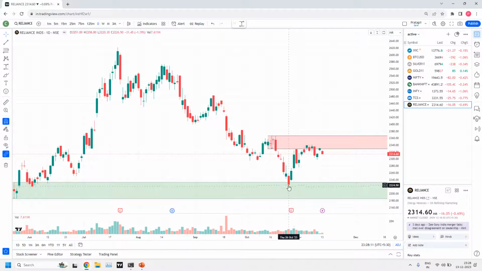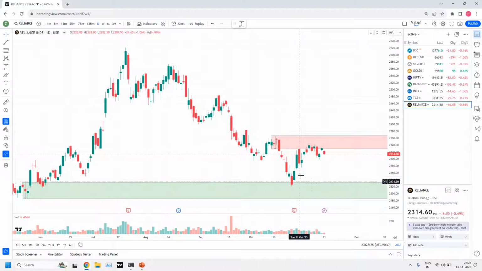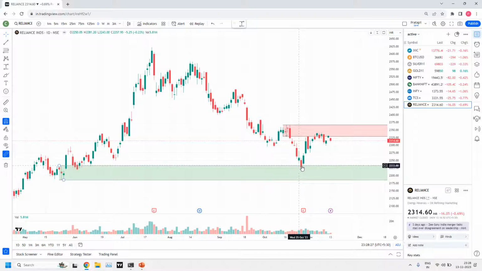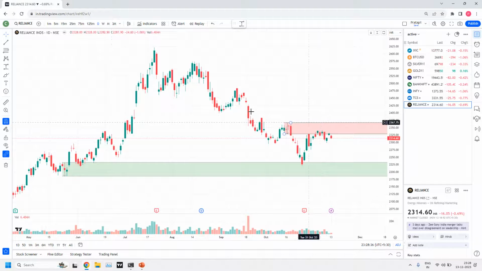If anybody had purchased Reliance shares, this is the place to book our profits. Basically, this is the target. So the demand zone is the entry and the supply zone is the target. But what is the risk reward? Shall we calculate the risk reward? Let us do our calculations.